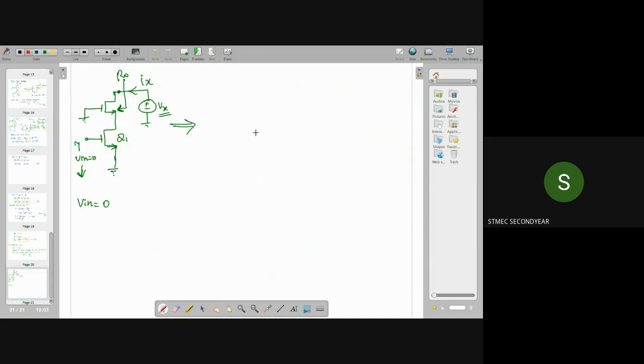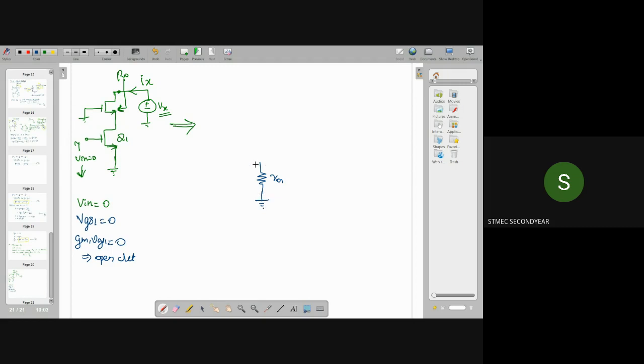As I already told, for Q1, Vin equal to 0 implies VGS1 equal to 0. That means gm1 into VGS1 equals 0, so this will be replaced by an open circuit. So for the transistor, corresponding to Q1, you will be having R01 only.